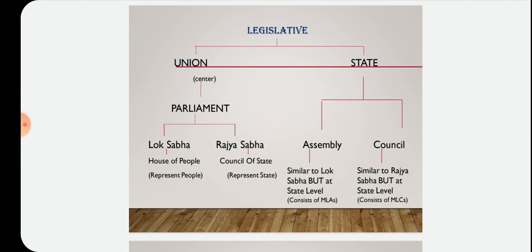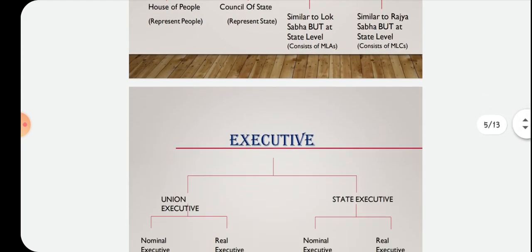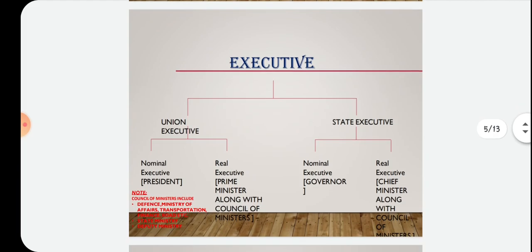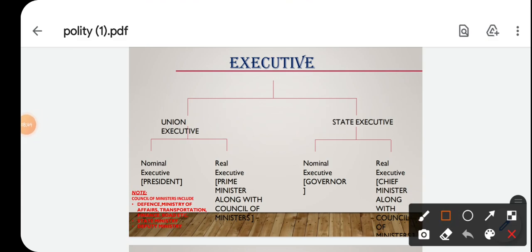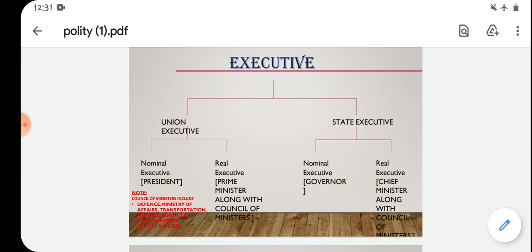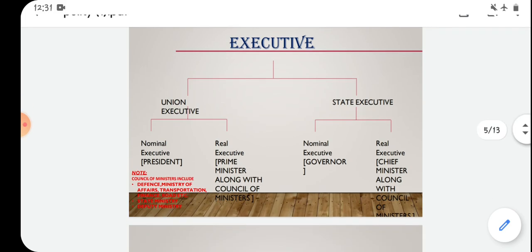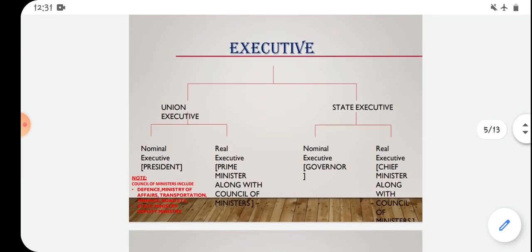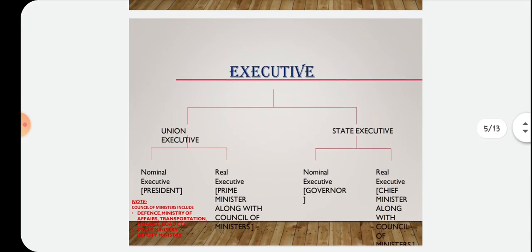Moving forward to the second pillar on which government is formed. The second pillar is also known as the executive. So let's discuss what is executive. Just like legislative, even executive is divided into two parts. One is union executive and the second one is state executive. What is union executive? Executive that is present at the center level. And what is state executive? Executive for each and every individual state.